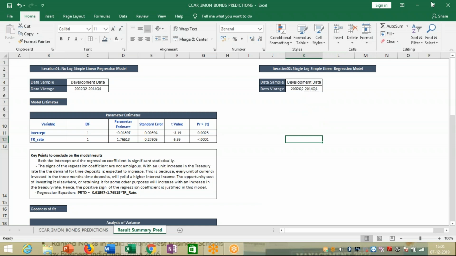Hello. So we are doing single lag just to predict the last value and see the result?